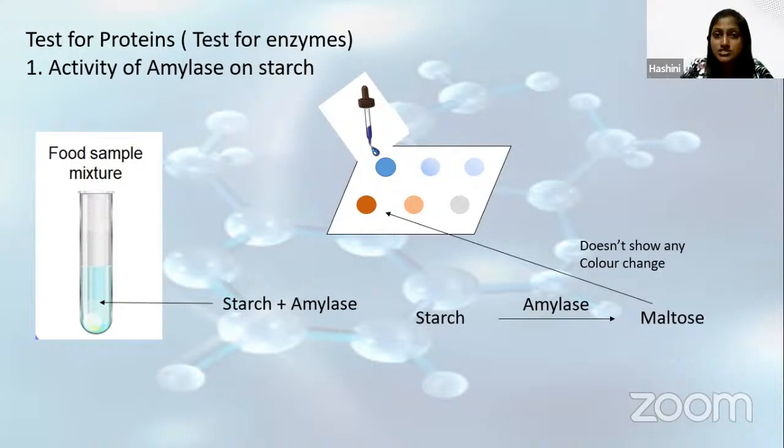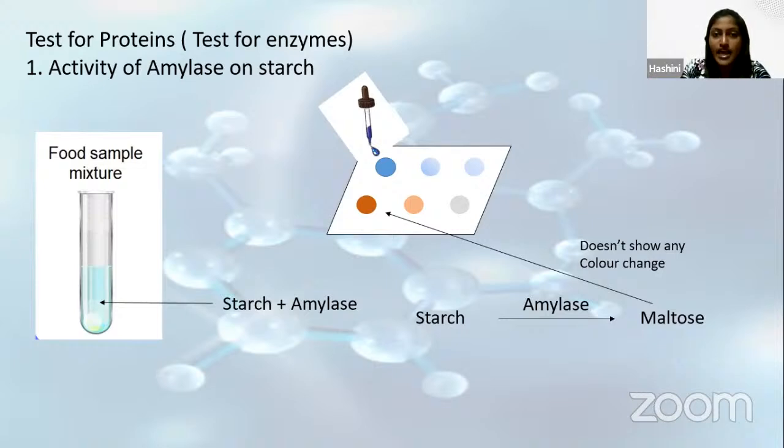We take starch and amylase. Amylase is an enzyme. So what does it do? It breaks the starch into a small component called maltose, right? So what is the reagent we are using to identify this amylase action on starch? It is iodine, right? Iodine solution.